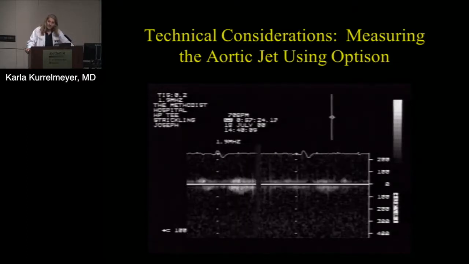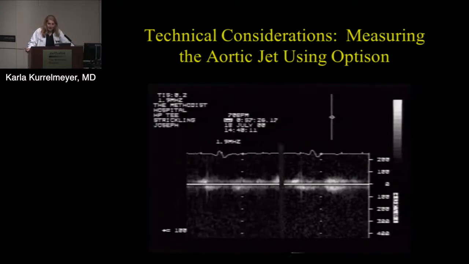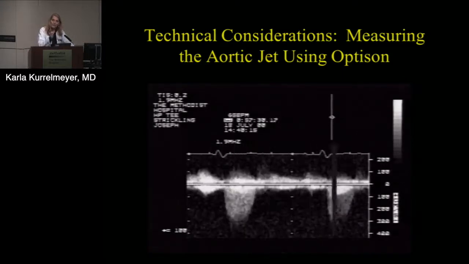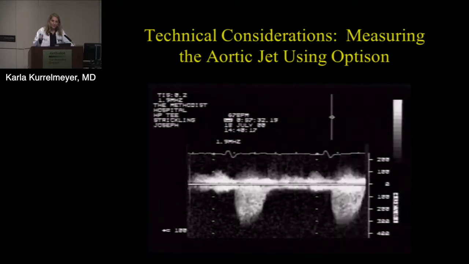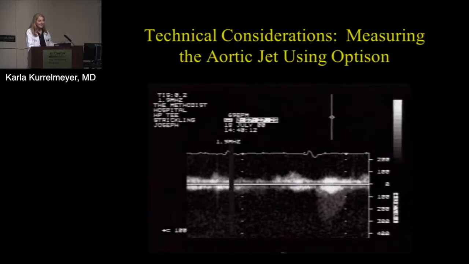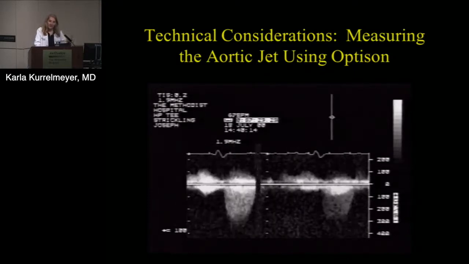Now, will it overestimate it a little bit? Yeah, probably as much as 10, 15%. But do we really care? No, because it will get us into the ballpark of whether or not it's mild, moderate, or severe aortic stenosis. So again, use this. If you cannot get it any other way, give the Optison.